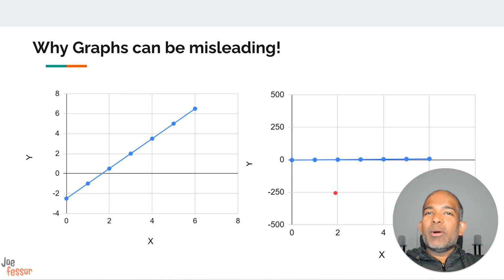We've covered a lot about interpreting functions, equations, and graphs, but I want to leave you here with a cautionary note that sometimes graphs can also be misleading. Here's how. Look at these two graphs. They actually represent the same data. See how in the first graph, it has a clear slope suggesting a trend.